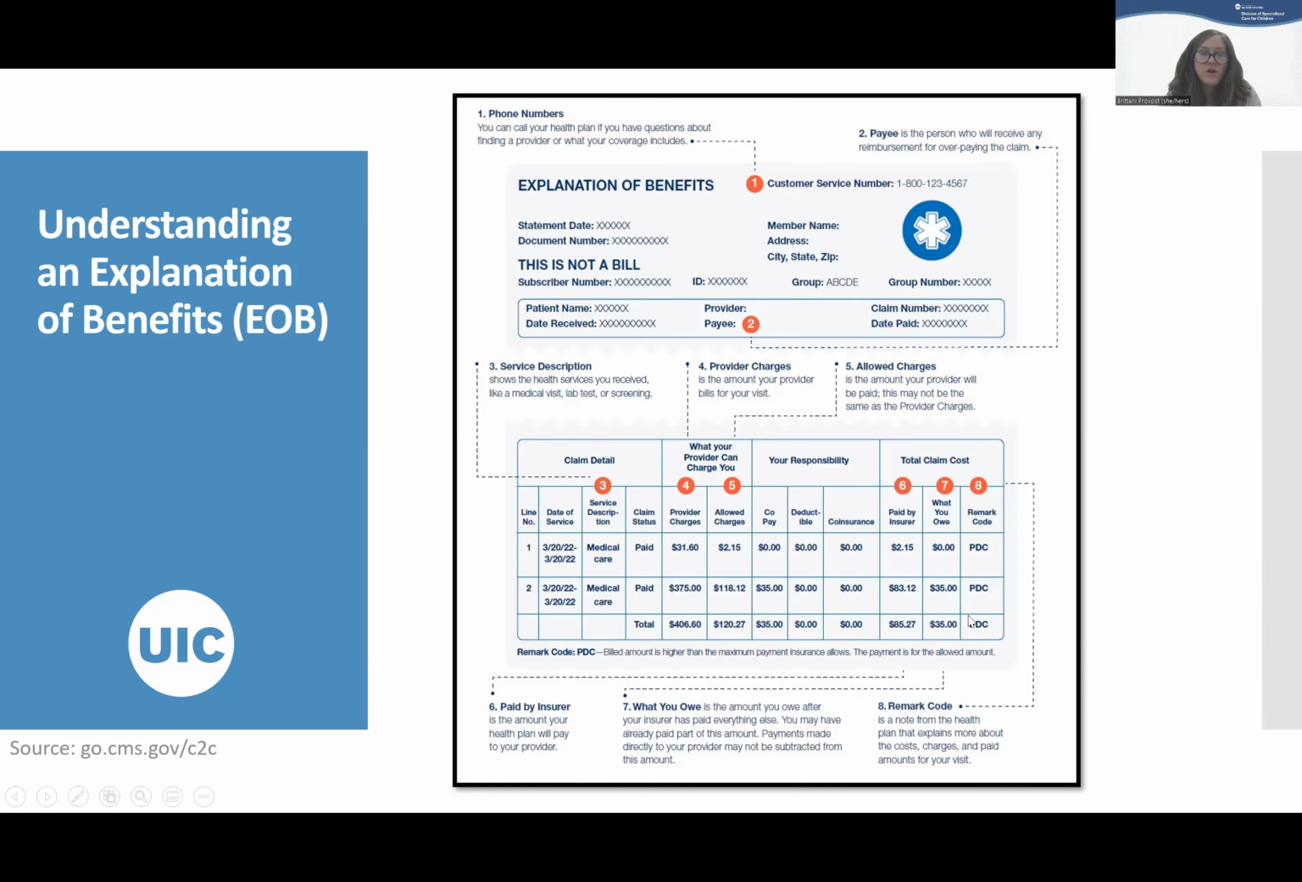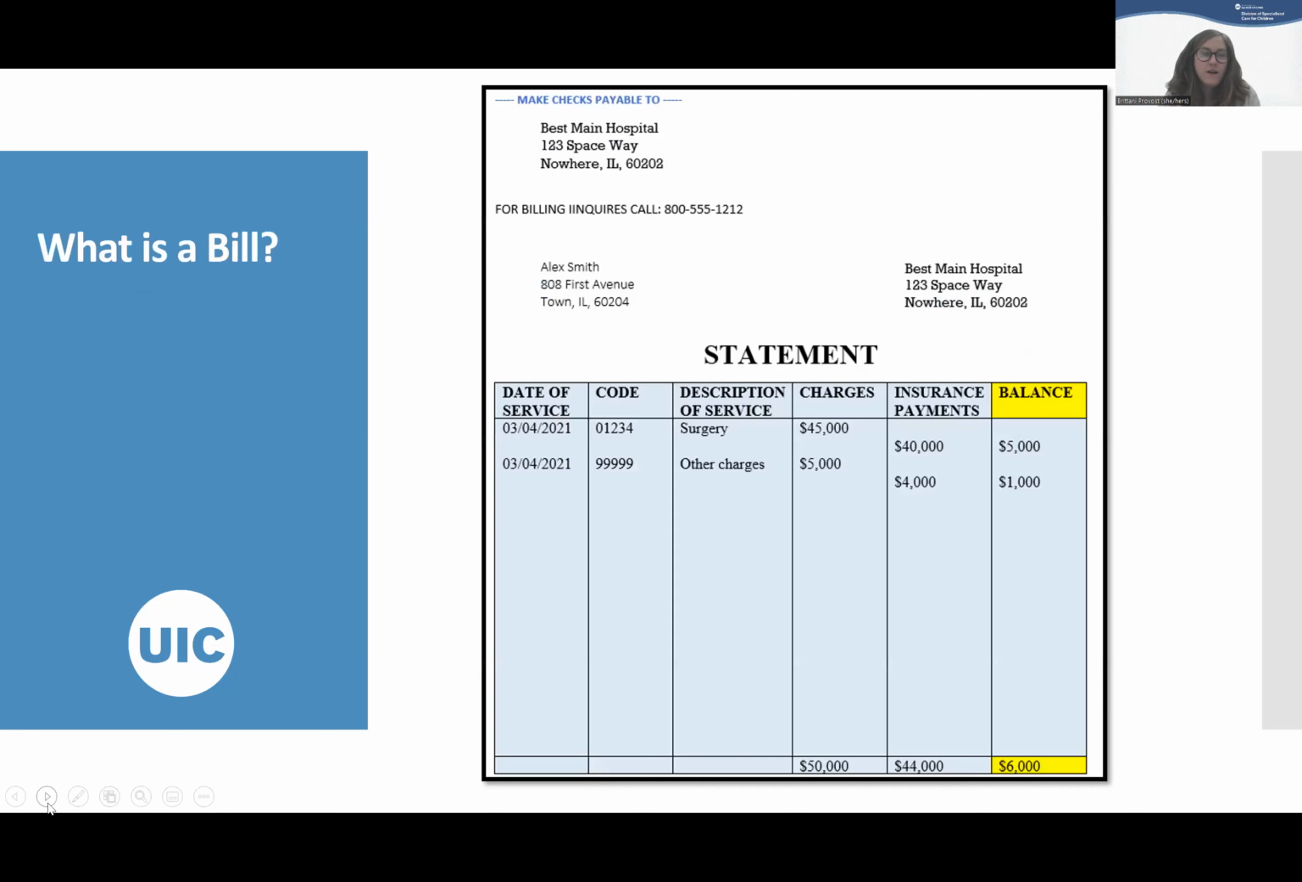So you have somewhere to go and can work backwards to figure out how you might be able to get that service approved and have your insurance pay so that you don't have to pay. So that's an EOB. Now we're going to talk about a bill.